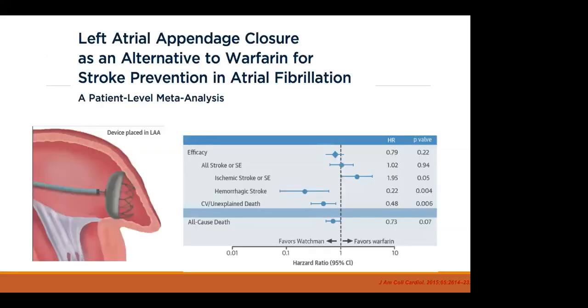Now, when we look at the data on left atrial appendage occlusion, we know that we have two landmark trials studying the Watchman device, or percutaneous left atrial appendage occlusion, which are the PROTECT-AF and the PREVAIL studies. Here is a meta-analysis which combined the data from the two studies and showed that percutaneous closure of the left atrial appendage is associated with significantly lower hemorrhagic stroke.